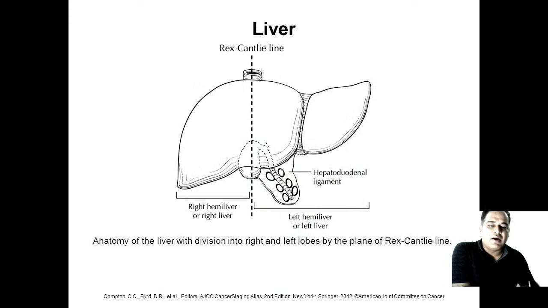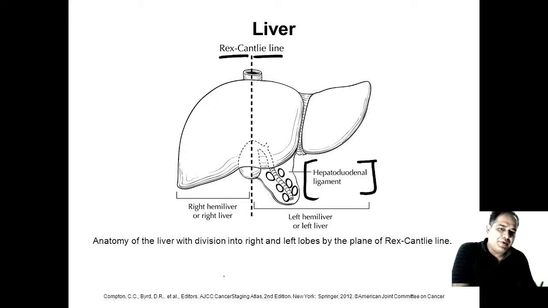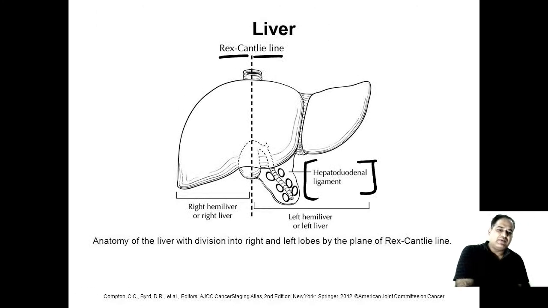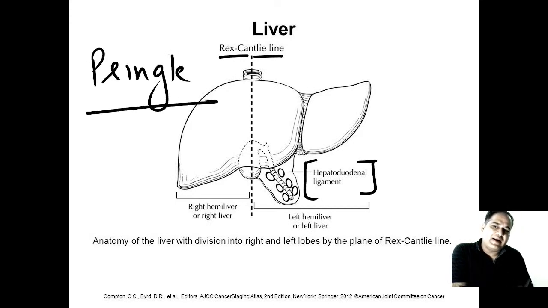Now, in anatomy you should be aware about this structure, the hepatoduodenal ligament. Whenever there is any kind of bleeding coming from the liver, this is the structure which we press. And the name of the maneuver is Pringle maneuver. All kinds of bleeding would stop if you press this ligament, because this has got all the vascular structure.